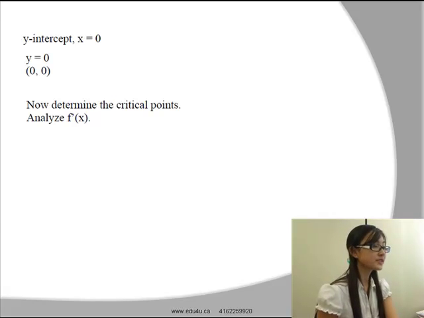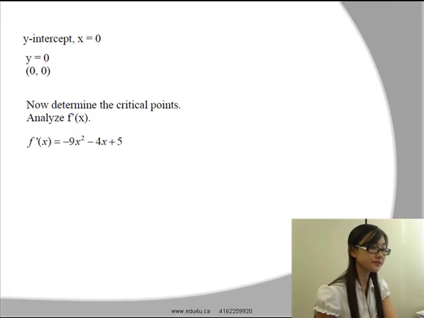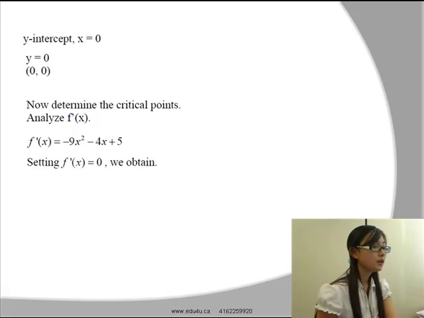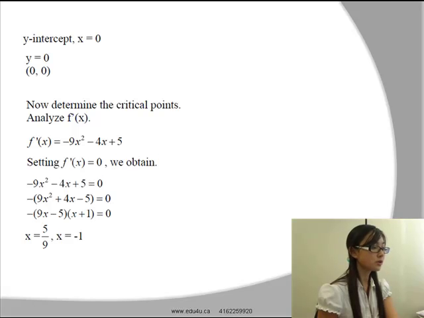The second step of curve sketching is to determine the critical points. How we do that is we have to find the derivative of f of x and make that derivative equal to 0, and then solve for x. The derivative of the original function will be equal to negative 9x squared minus 4x plus 5. When we make that equal to 0, x will be equal to 5 over 9 or negative 1. And these 2 points will be the critical points.